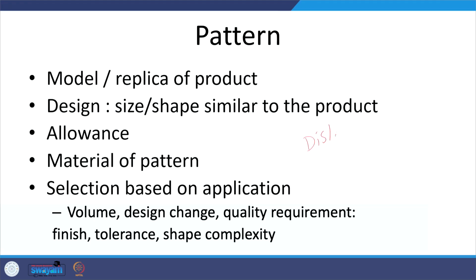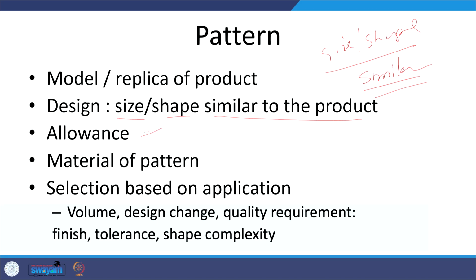Considering the distortion possibility, sometimes the pattern is given a shape different from what is desired in the final product. That is why we say the pattern is made of a size and shape similar to the product, not exactly the size and shape of the product desired, but close to the one which is desired. It is similar or nearby, not exact dimensions. Why?